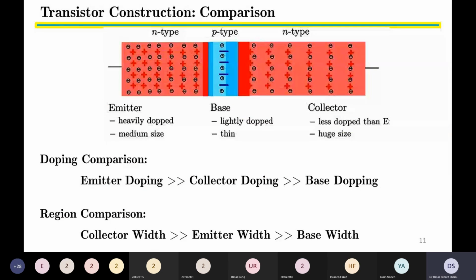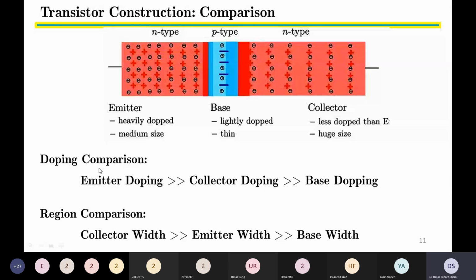So this is the practical construction of the BJT transistor. We will see a comparison of doping and a comparison of width. We see three terminals: the emitter, the base, and the collector terminal. The emitter is heavily doped and its physical size is medium as compared to the remaining two regions. Then the base is lightly doped and it has the smallest width, whereas the collector is moderately doped and its physical size is the largest.